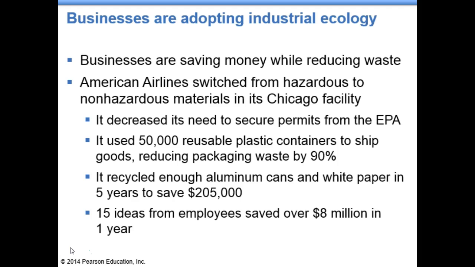At the Dallas-Fort Worth headquarters, they recycled enough aluminum cans and white paper in 5 years to save $205,000 and recycled 3,000 broken baggage containers into lawn furniture. This program gathered suggestions from employees and brought over 700 ideas to reduce waste, and 15 of these ideas saved the company over $8 million in 1 year.